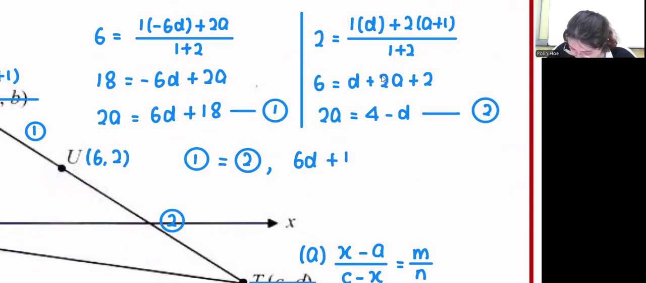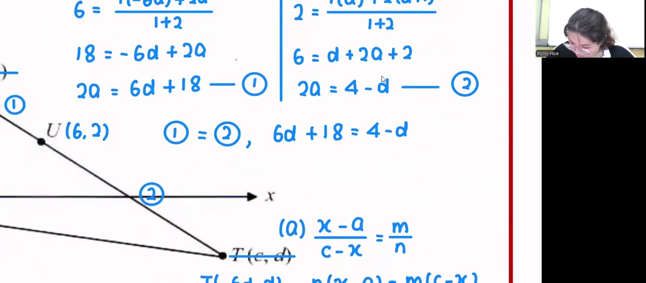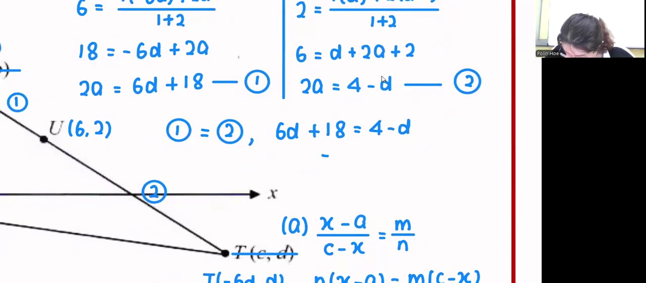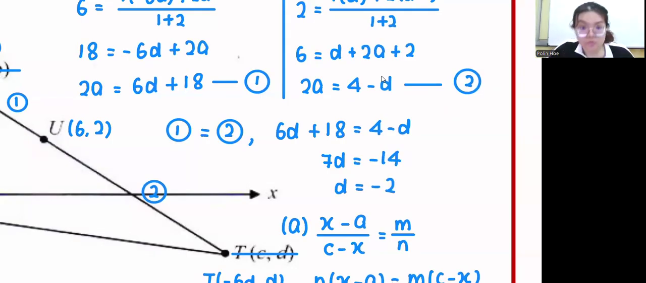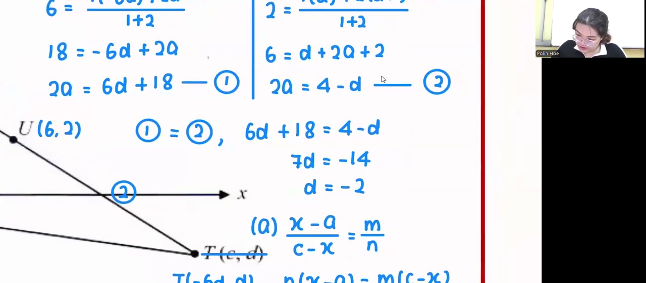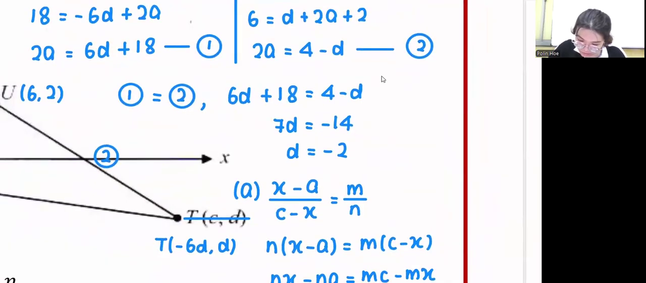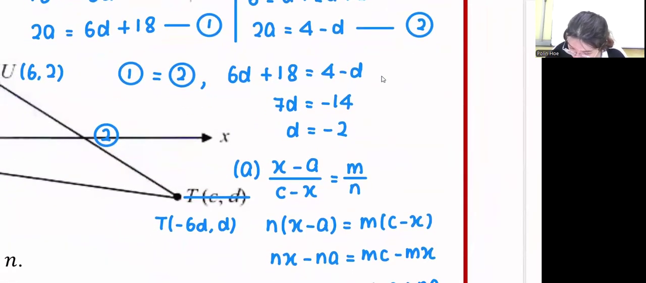6d plus 18 equals 4 minus d. So I have 6d plus d, 7d equals negative 14. d is equal to negative 2. Okay? And my a? Wow, so messy.